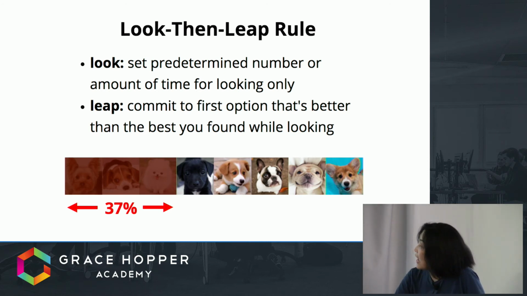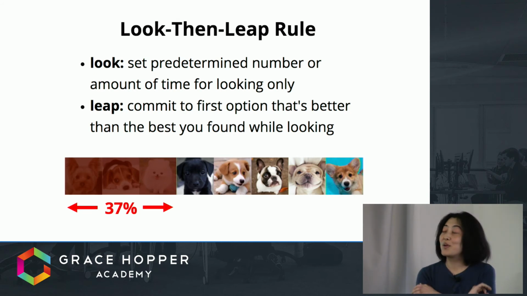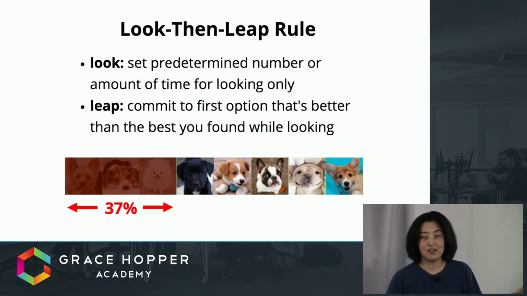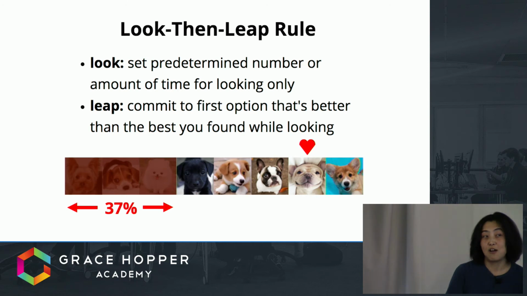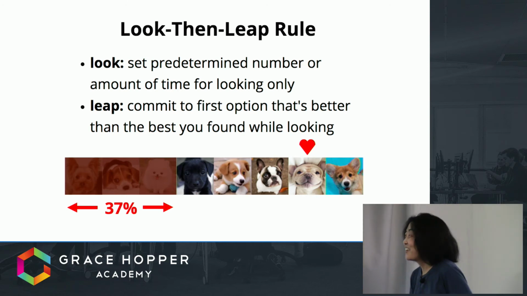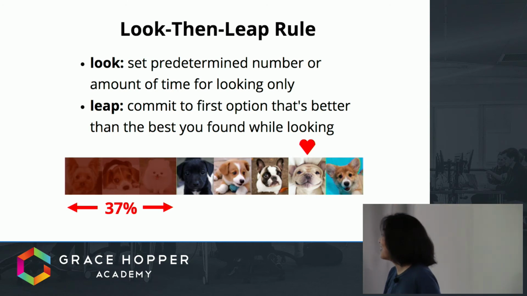And then after that, we're going to consider the next 5 dogs, one at a time, no backsies. And the first dog that we come across that we love more than all the other dogs that we've seen, that is the dog that we choose. I know, it's a smile. How can you not love that?